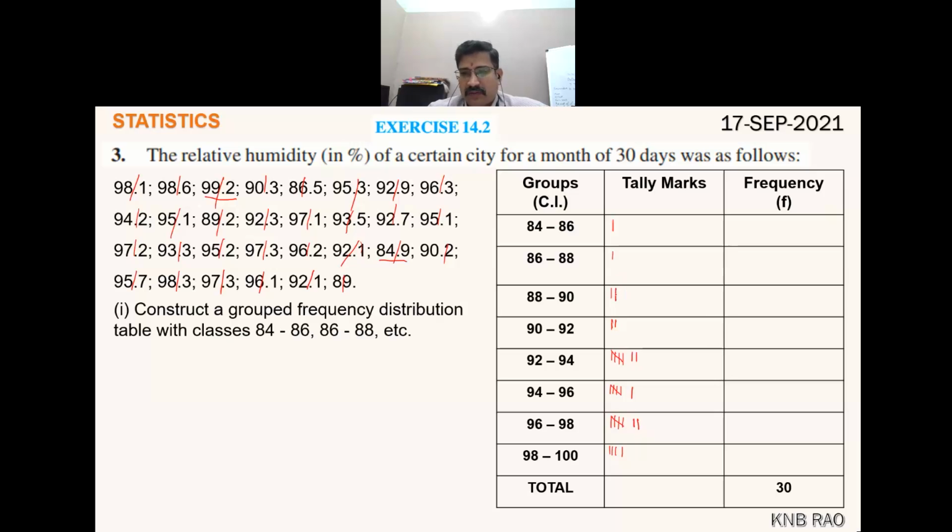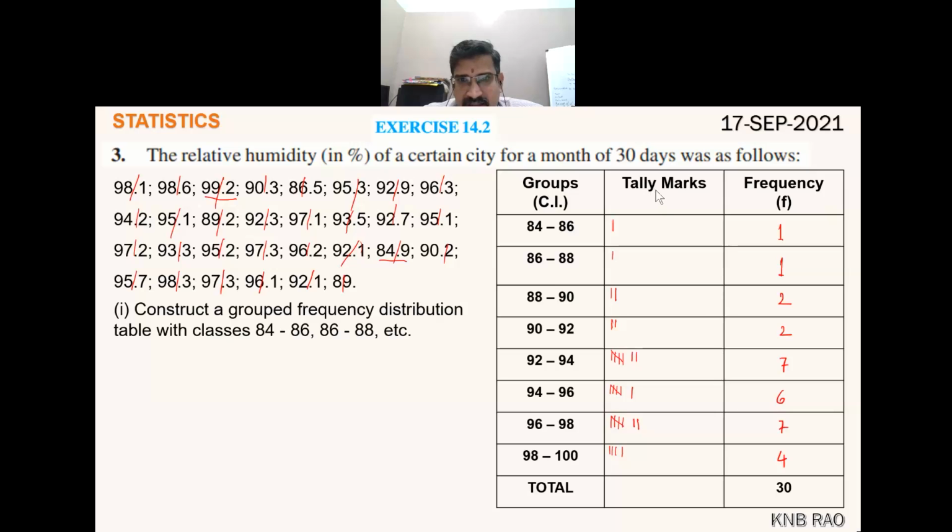Now we are done with the work. So our frequencies are 1, 1, 2, 2, 7, 6, 7, 4. So the total we have is 30.